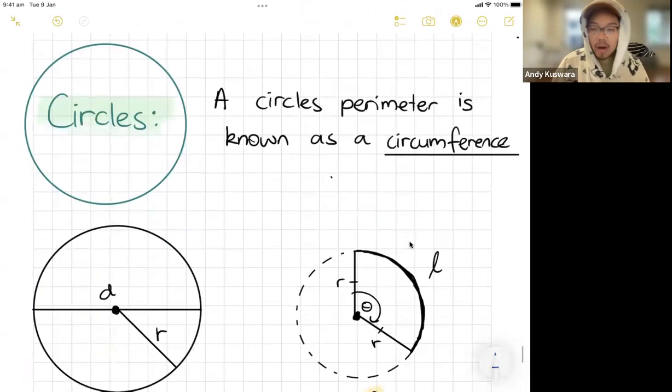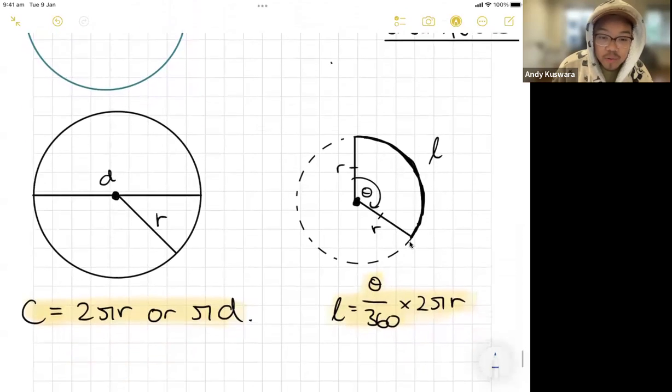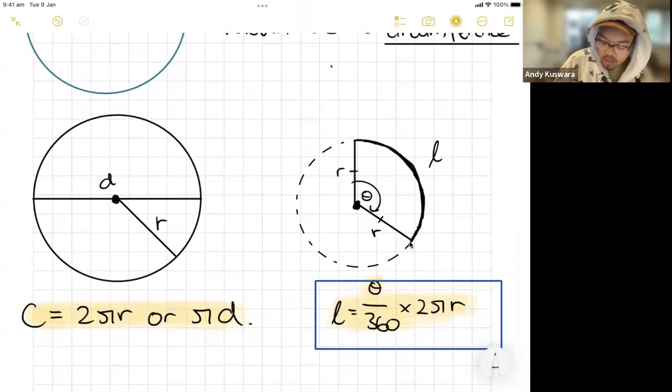Now, the main part of this, though, is we are going to get into circles. And if we talk about a circle's perimeter, we call that a circumference. Okay, now we're given two formulas. Actually, we're only really given one formula. Okay, in your reference sheet, the one that you get is this one. And I'll explain the difference between the two.